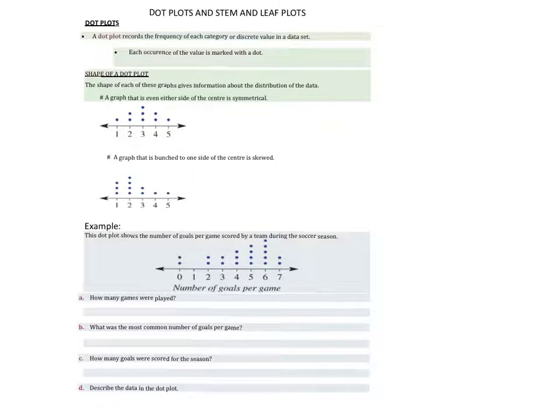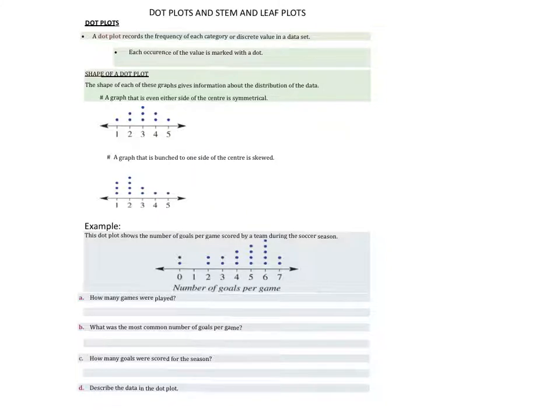You might remember back in primary school drawing pictographs where you drew a picture for every value or every frequency. Well, this is what you are actually doing with this, except you're drawing dots. So a dot plot records the frequency of each category, if it's categorical data, or if it's numerical, of each value in the data set.